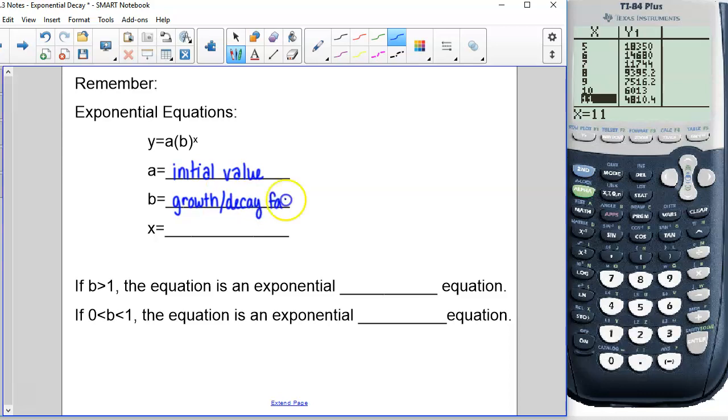Growth sounds better, but sometimes you have decay. Growth does not apply whenever you're talking about decay. So this is whenever we have to do 100% plus or minus the rate if it's a decay, and then change it to a decimal. And then X is still always some sort of time.